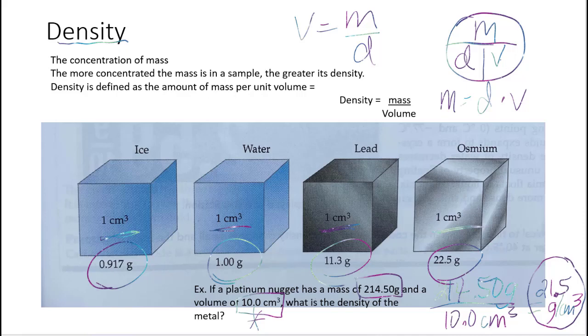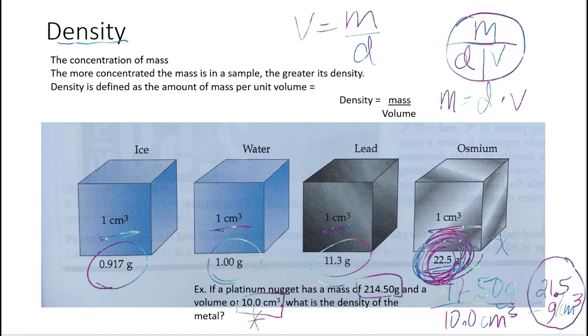And if I were to ask you which one of these is the most dense, the ice, water, lead, or osmium, if I did mass divided by volume, and each one of these was divided by 1, obviously this would have the greatest number. It'd be 21.5 grams per cubic centimeter. That means this has the most mass, the most concentrated mass in a sample comparatively to all of these. So this is going to be the greatest density. It will sink if it's in water.